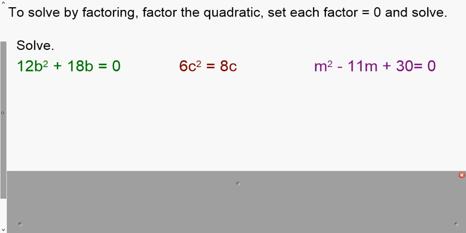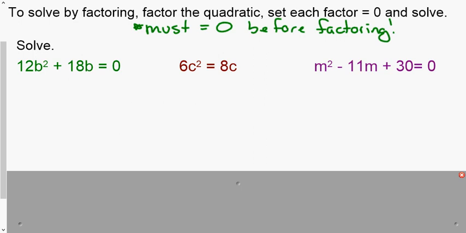Again, to solve by factoring, you need to factor the quadratic, set each factor equal to 0, and solve. So a big thing here is that before you can set each factor to 0, it must equal 0 to start. To solve any quadratic, it must be equal to 0 before you can do any graphing or any solving by factoring or whatever. And that's going to be a common occurrence in this chapter.